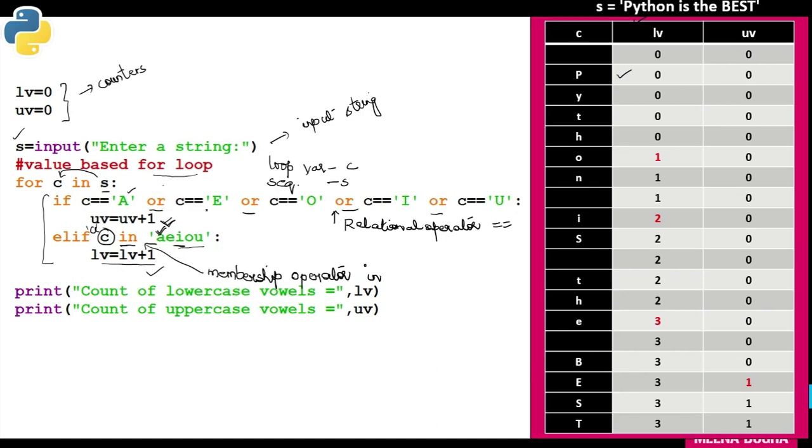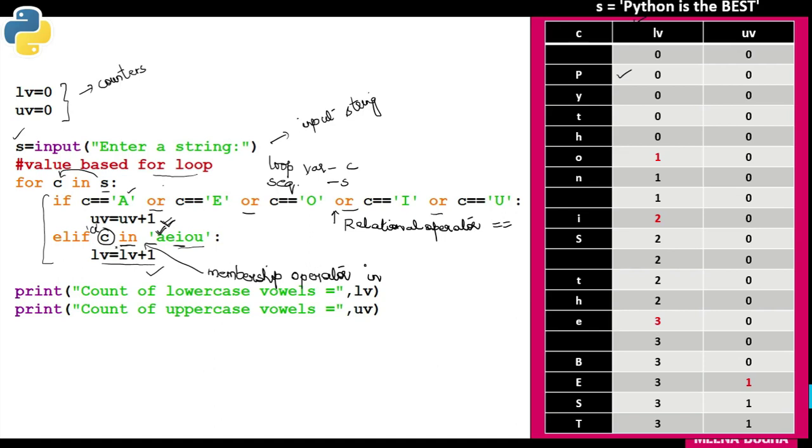So instead of using a lengthy expression like this, involving relational operators and the logical operator OR, we can conveniently check in Python using the membership operator. So if my character lies in this lowercase vowel string, I will increment the lowercase vowel LV variable by 1. And if my character is apart from these uppercase and lowercase vowels, then I don't have to do anything, because I'm not counting characters apart from vowels.